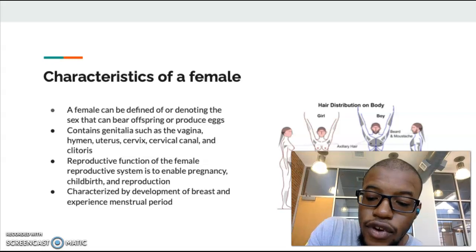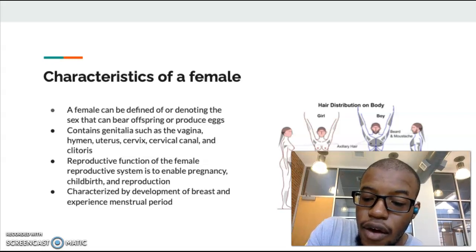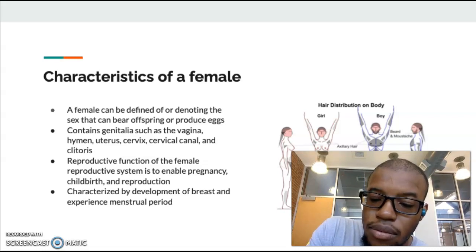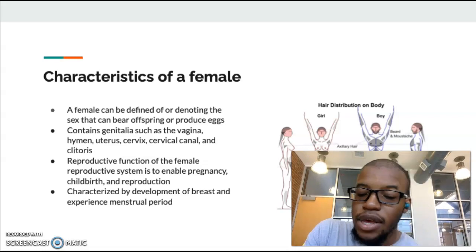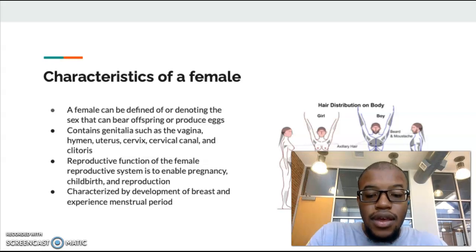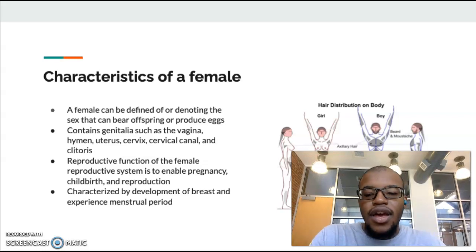And include like the fertilization of the egg from the sperm, embryonic development of the baby. It can be characterized by development of breasts and the experience of the menstrual period, and this is what you would see basically in the pubertal growth of the female.